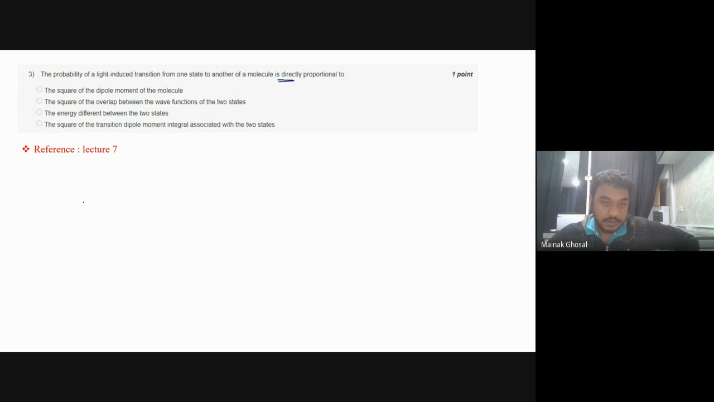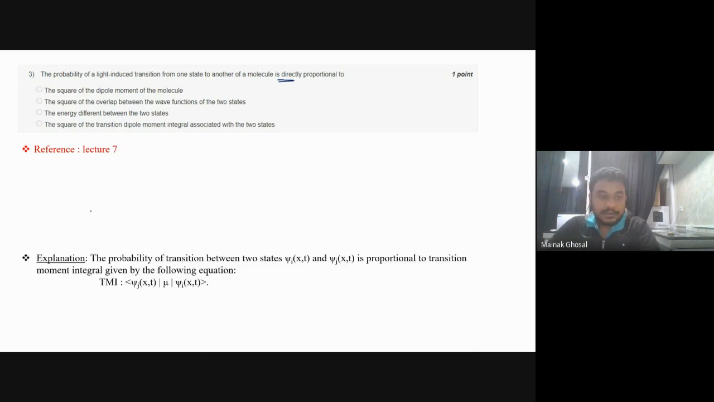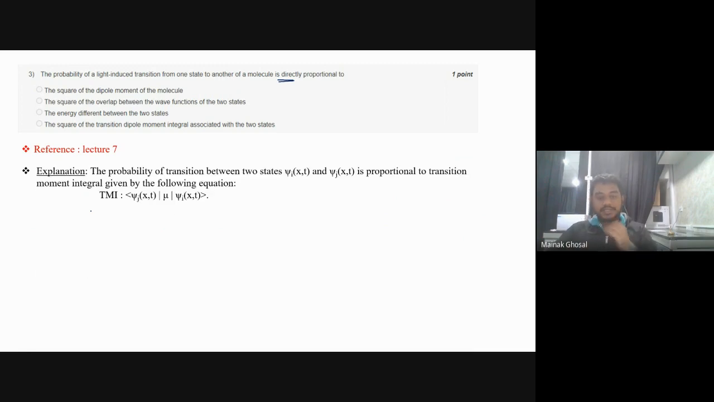Okay, fine. So I am going to explain that the probability of transition between two states, psi i and psi j, is proportional to some term which is called the transition moment integral. How is it given? You can see, you know this equation. Professor Hajra has explained that.